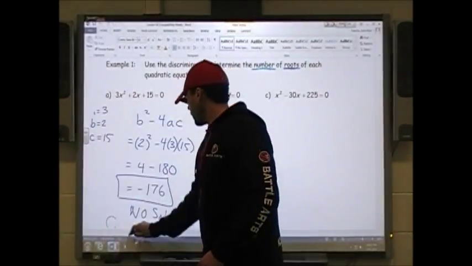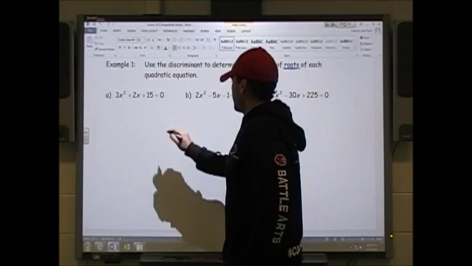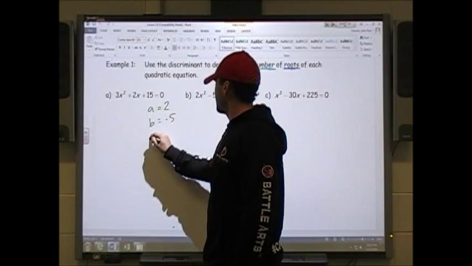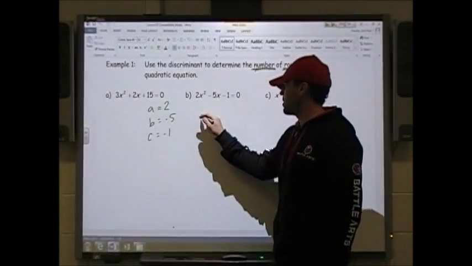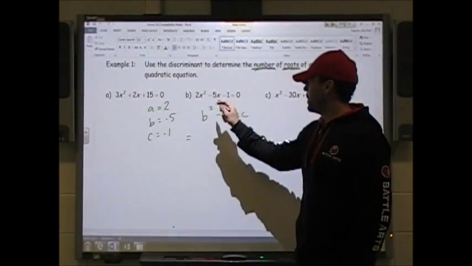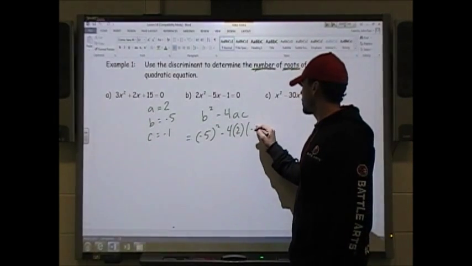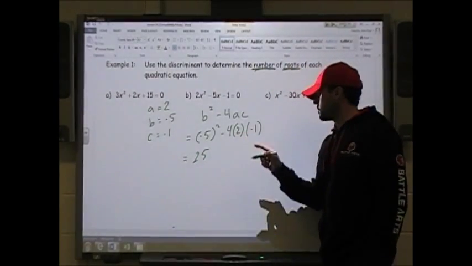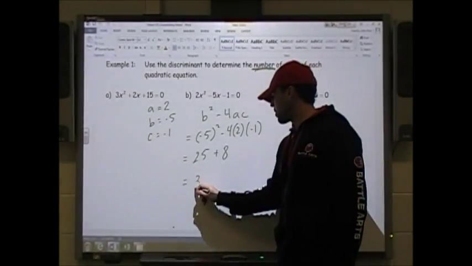If I take a look at the second one, B, again I'm going to just write down that a is 2, b is negative 5, and c is negative 1. And again, it's asking me how many roots, how many solutions. So all I have to do is look at the discriminant, not the whole thing. So b, which is negative 5, all squared, minus 4 times a, which is 2, times c, which is negative 1. Negative 5 squared is 25, and negative 4 times 2 times negative 1 is positive 8. So 25 plus 8 is 33.